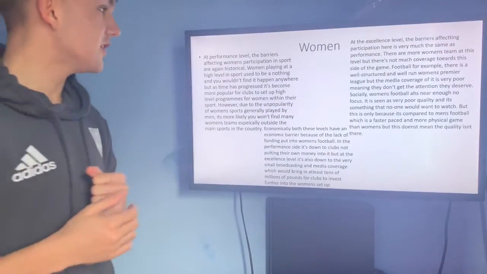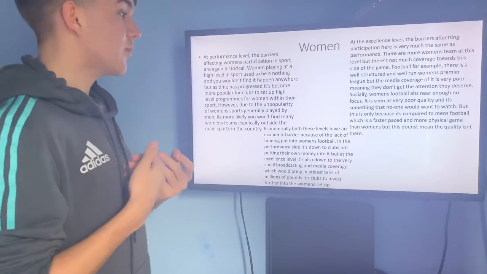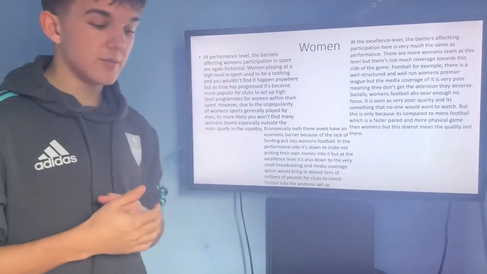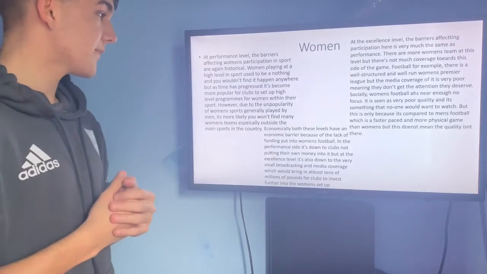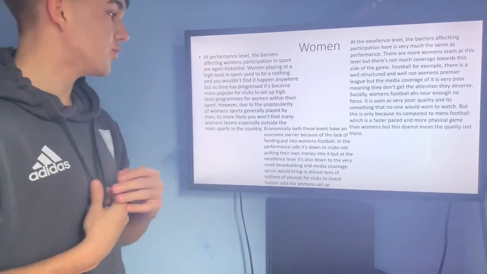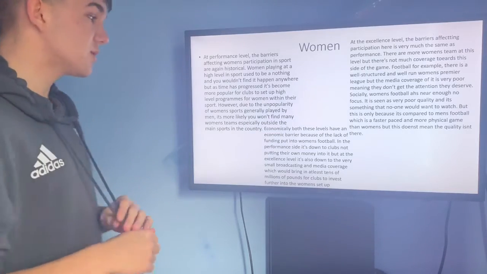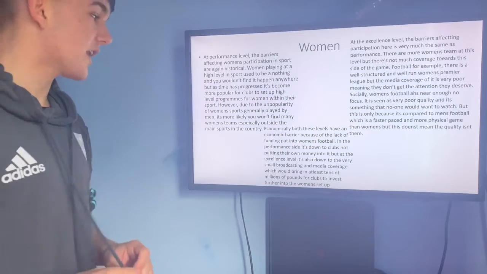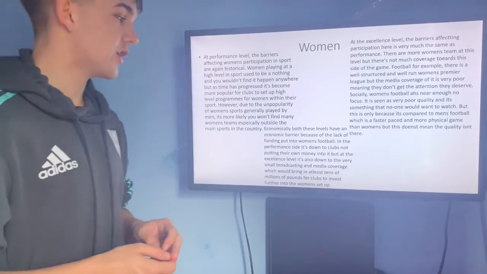Performance level. The barriers affecting women's participation in sport are again historical. Women playing at a high level in sport used to be unheard of, and you wouldn't find it happening anywhere. But as time progresses, it has become more popular to set up high level programs for women within their sport. However, due to the unpopularity of women's sports that are generally played by men, it is more likely you won't find many women's teams, especially outside the main sport in the country.